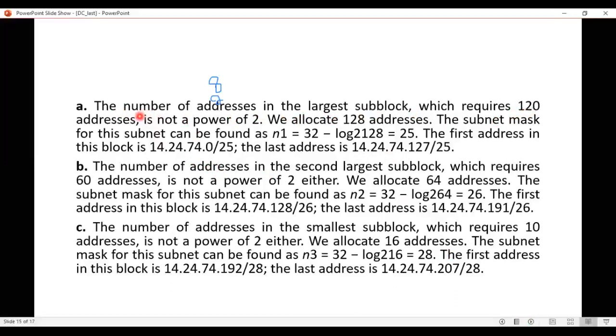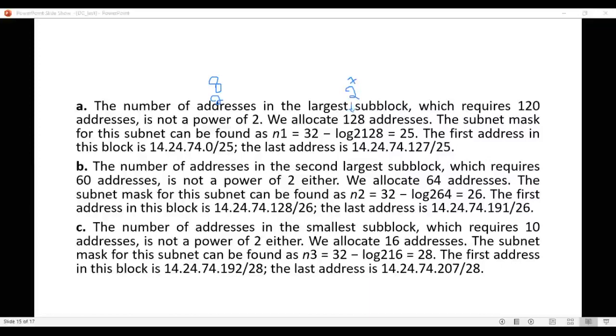For the first subnet, you have to allocate 120 addresses, but 120 is not a power of 2. So you have to make it to the power of 2 which is nearest to 120. That is 128, which is 2 raised to 7. So 128 means 2 raised to 7 addresses.